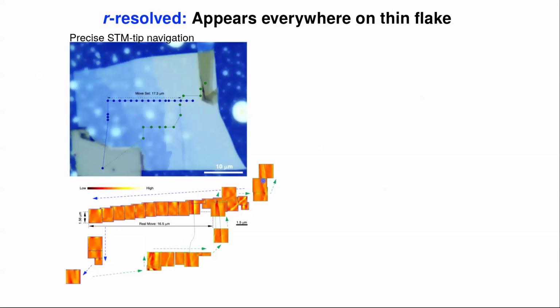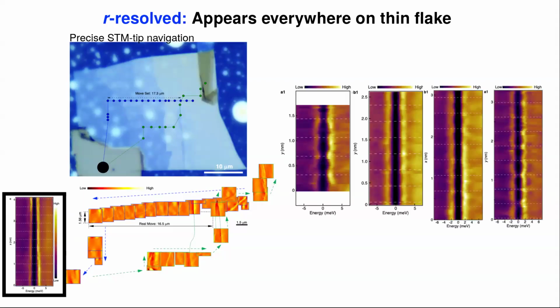And we did this measurement in a variety of settings on a variety of surfaces. What we found is that this actually happens in many different areas of the sample. So here are some examples where we essentially just tracked a complicated trajectory around this flake and measured this spatial variation at various points. And we find it everywhere where the flake is sufficiently thin.